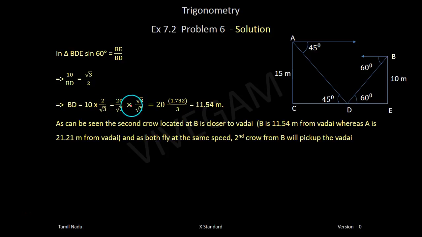To convert this, you multiply both by root 3, so into root 3 by root 3. So that is 20 root 3 by 3. So 20 into 1.732 by 3, that is 11.54 meters. So this is 11.54 meters, whereas this is 21.21 meters. So the vadai is 11.54 meters for crow B, whereas for crow A it is 21.21 meters. Thus, as they fly at the same speed, B will come and pick it up faster, or B will be the first one to pick it up.